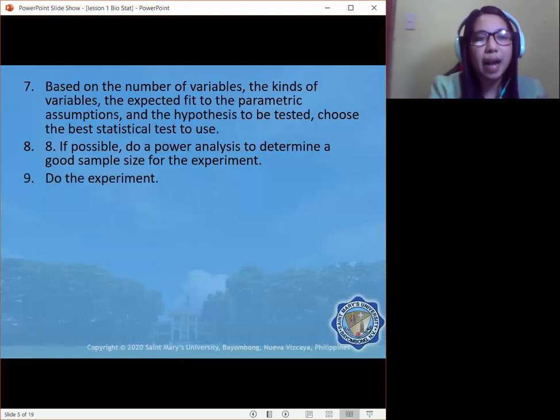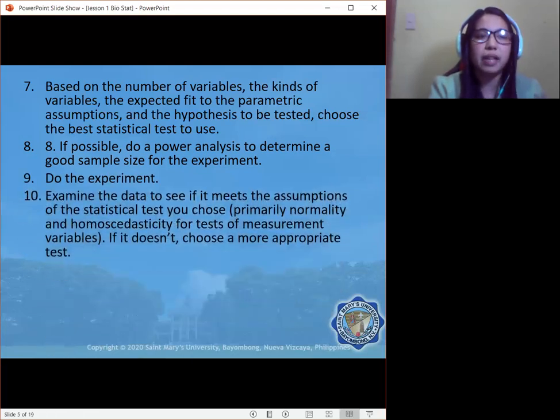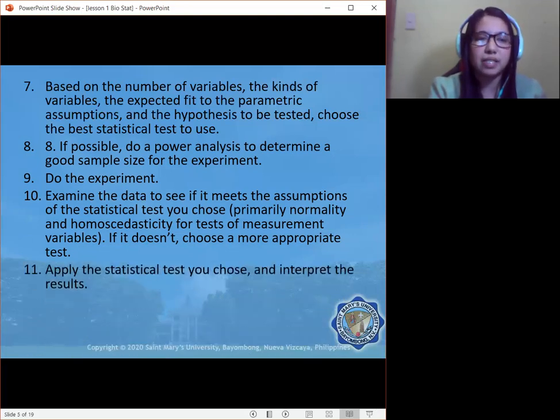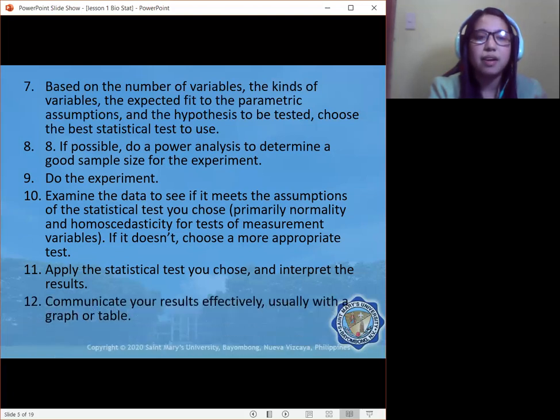And then for number 9, you have to do the experiment. Number 10, examine the data to see if it meets the assumptions of the statistical test that you chose. As mentioned again, like normality and homoscedasticity for the test of a measurement variable. If it doesn't, choose a more appropriate test. Number 11, apply the statistical test that you chose and interpret the result. For step number 12, communicate your result effectively, usually with a graph or table.